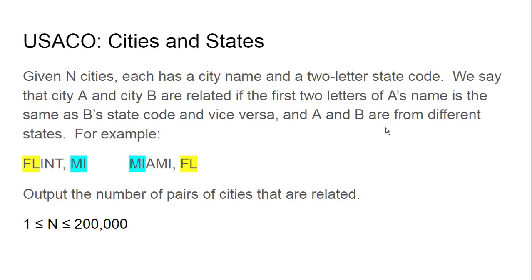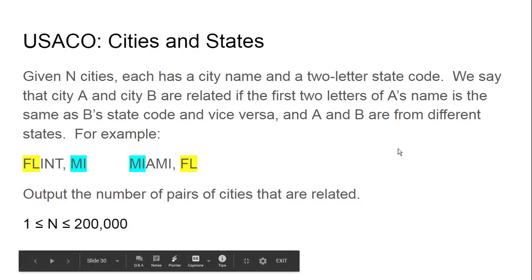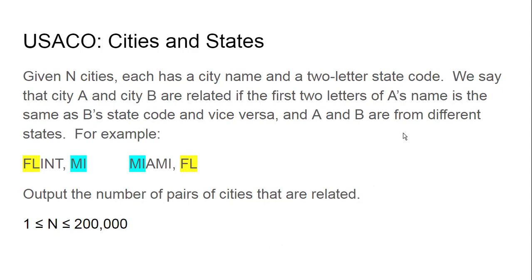Let's first think about how we solve it, maybe not efficiently, but at least figure out a way to solve it. Well, that doesn't seem to be very hard. We can loop over all pairs of cities, and then compare their names to check whether they satisfy the condition. So this will be a quadratic algorithm. It will not be efficient enough if n can be 200,000.